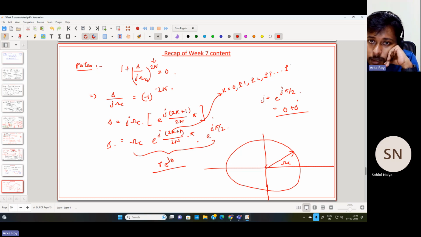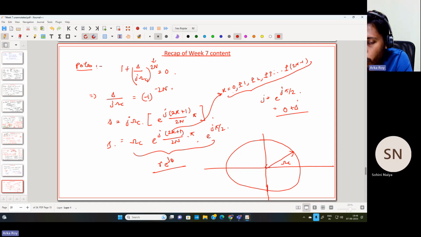So I can write k from 0 to 2n minus 1. So that means a total of 2n values will be there. And the number of roots of the equation has already been given as 2n. So this is satisfied, that I will get 2n roots from this particular equation, which are basically poles of the system.